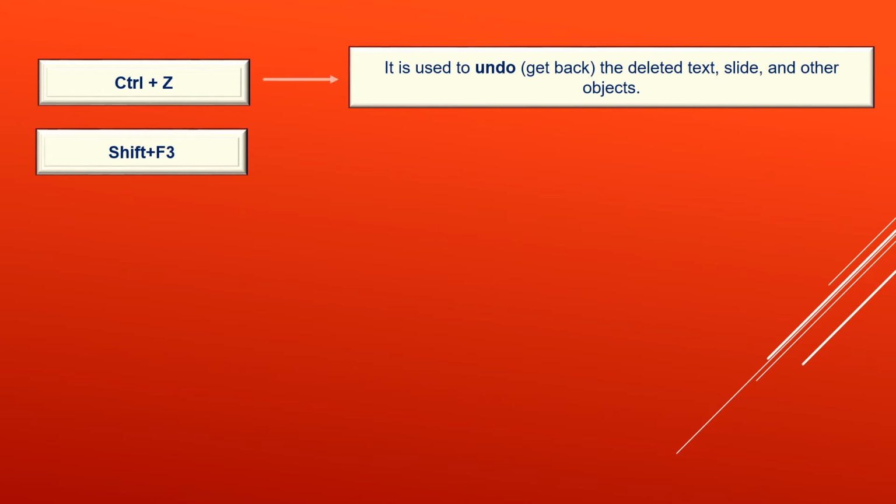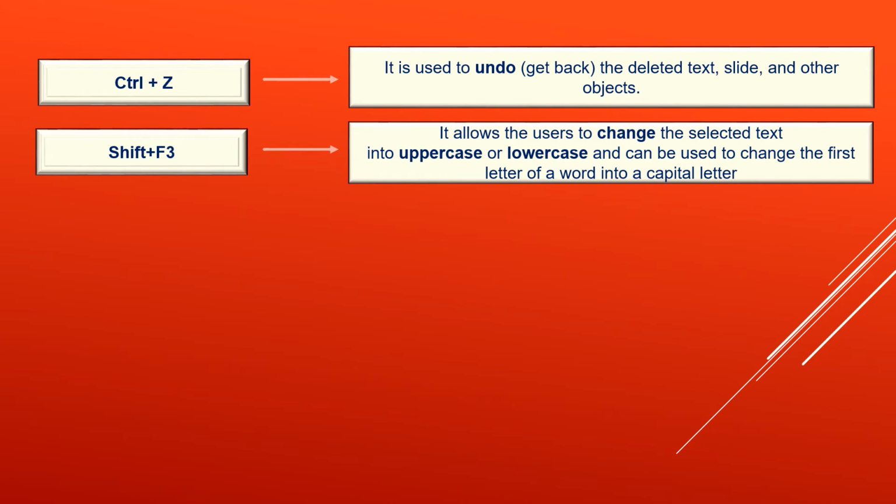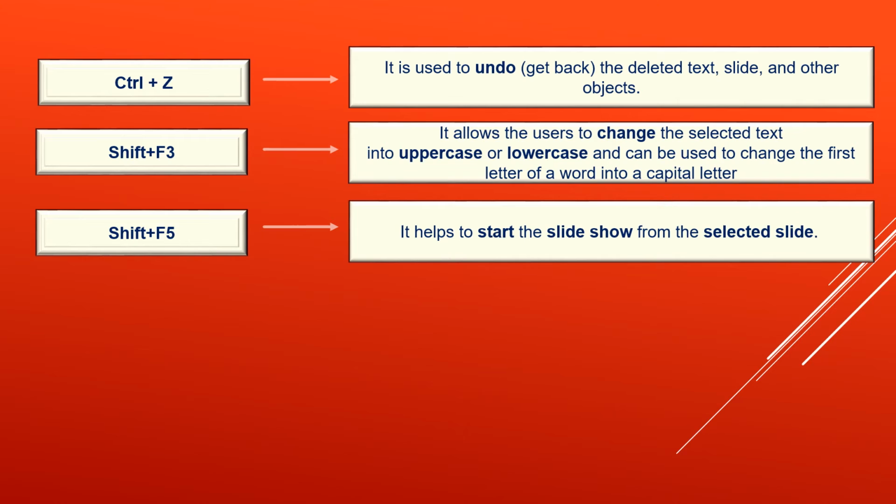Shift plus F3. It allows users to change the selected text into uppercase or lowercase, and can be used to change the first letter of a word into a capital letter. Shift plus F5. It helps to start the slideshow from the selected slide.